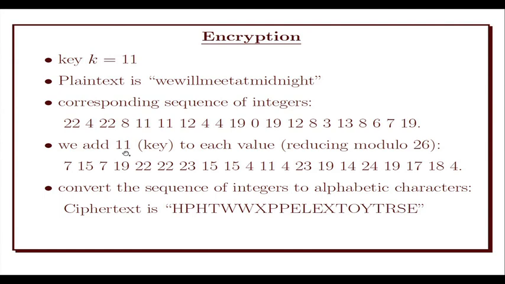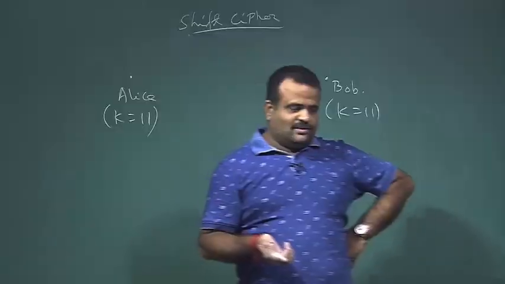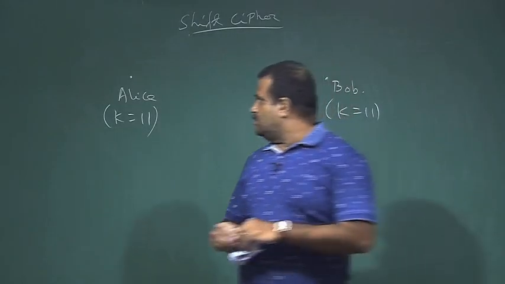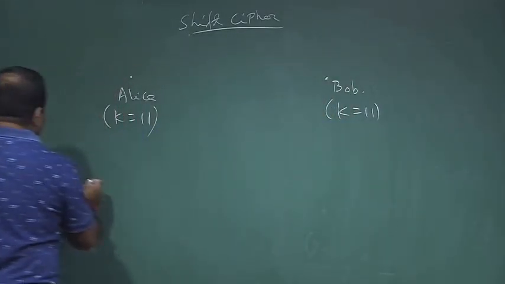Then we have chosen a key k. So, that is our secret key. We just add this key with this. So, basically if we add 11 with 22, it comes out to be 33, but 33 is what? So, let us just do it.